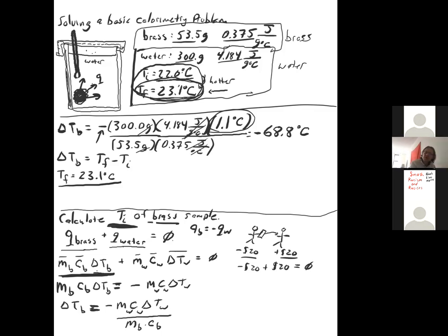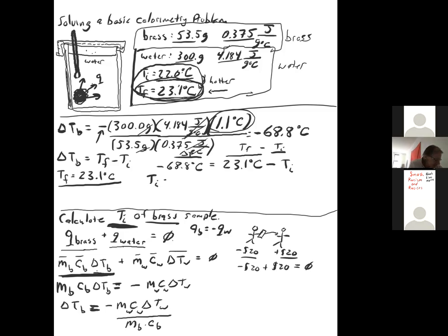Once you've got that, finding the initial temperature, calculate T initial of the brass sample, that's our question. That's easy, because now we know that negative 68.8 degrees C, that's delta T, is equal to 23.1 degrees C, that's T final, minus T initial. Okay, right? T final minus T initial is equal to delta T. That's all I did right there. So how do you figure out T initial? Well, what you could do is add T initial to both sides. See, it's minus, so I'm adding it to both sides.